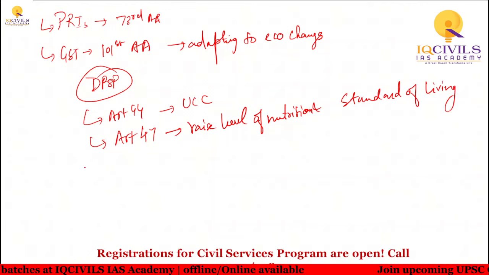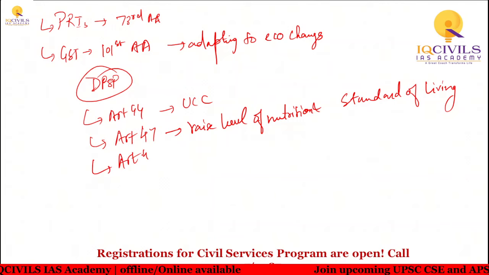Clear? Then article 48A. अब आर्टिकल 48A क्या कहता है? This article says to protect and improve the environment and safeguard the forest and wildlife of the country. Now, this article is important. Why? Because it becomes important in the era of climate change and sustainable development. तो ये आज important है because this is the era of climate change and sustainable development. Clear? These are the things that you should understand.